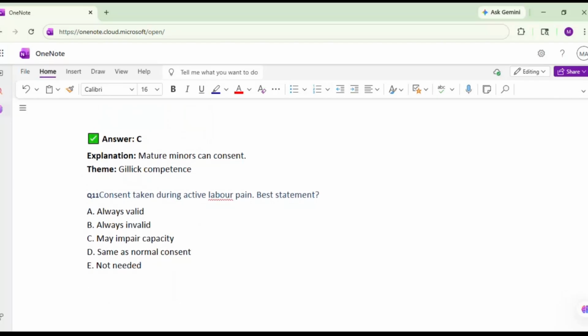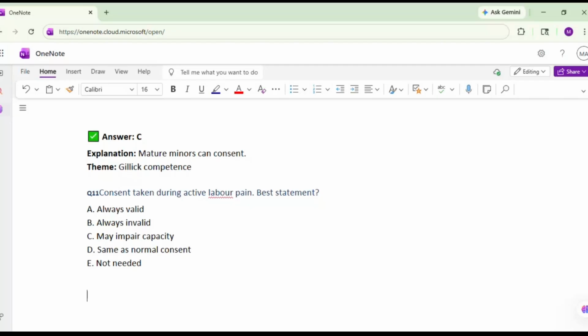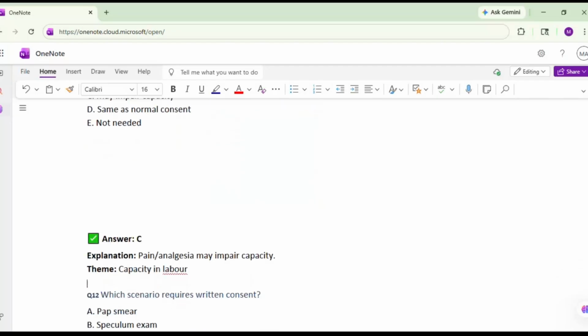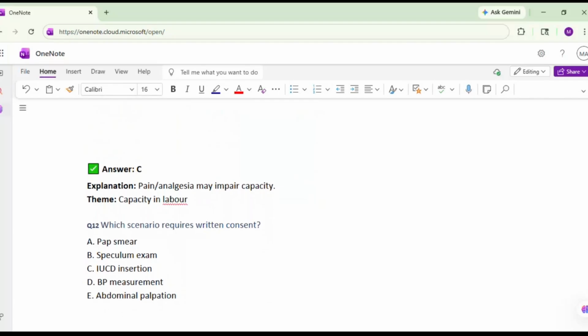Next. Consent taken during active labor pain, based statement: always valid, always invalid, may impair capacity, same as normal consent, not needed. So it is may impair capacity. Yes, it will impair the capacity. Pain and analgesia may impair the capacity.